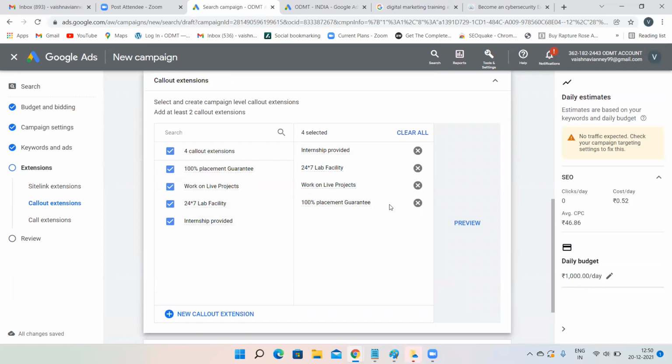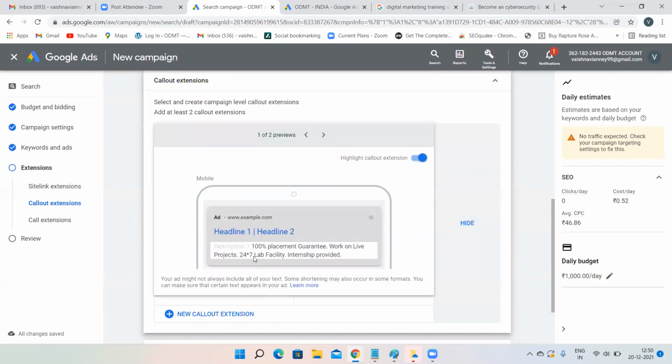And what all you have given, you can see it over here. Then if you want to see the preview, see. Headline will be there, your description will be there. Other than your description, some additional information, some additional description. That is only call out extension.